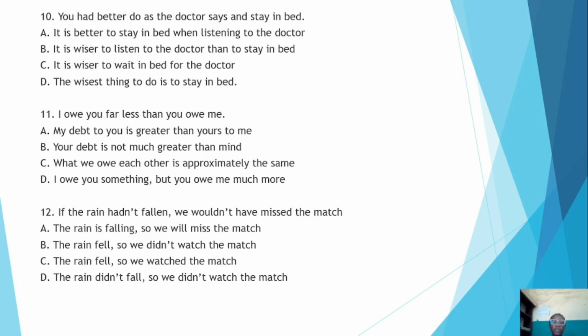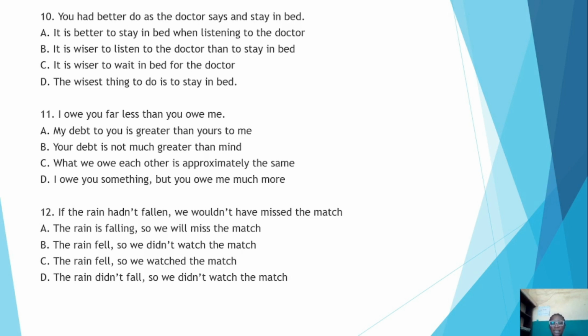Option A, the rain is falling, so we will miss the match. No, this is incorrect. Option B, the rain fell, so we didn't watch the match. This is the correct option. Option C, the rain fell, so we watched the match. No. Option D, the rain didn't fall, so we didn't watch the match. No. The correct option is option B. The rain fell, so we didn't watch the match.